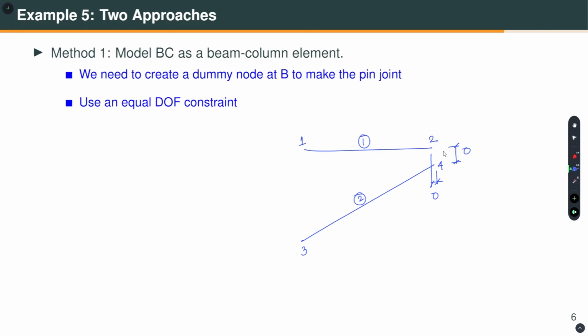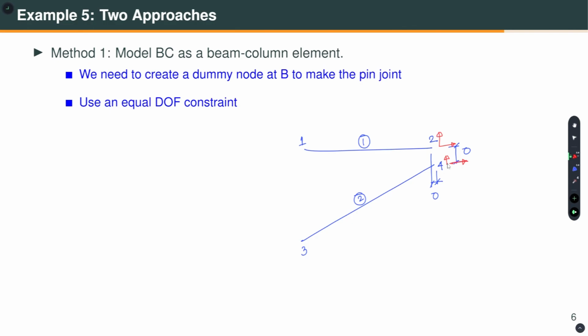Now, nodes 2 and 4 are different nodes, although they are at the same location. So, how do I connect the two? I am using 3 degrees of freedom per node. Then I have to connect the degrees of freedom, this translation here with this translation. The rotation is left out, to simulate the pin connection.